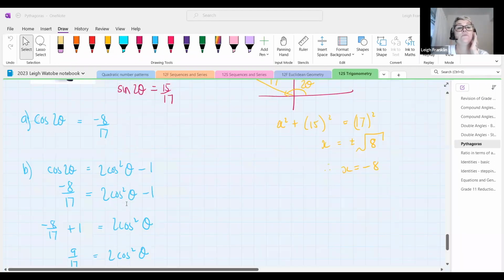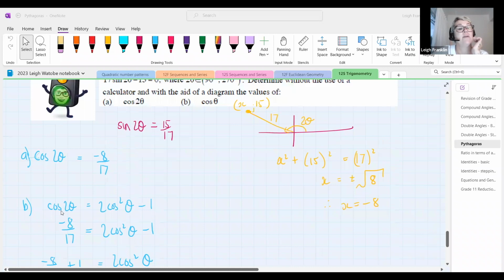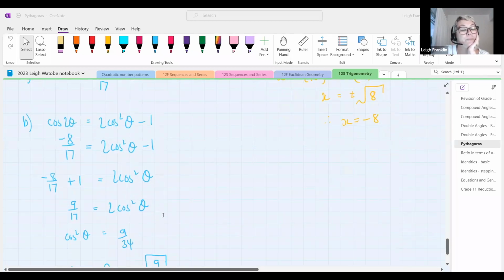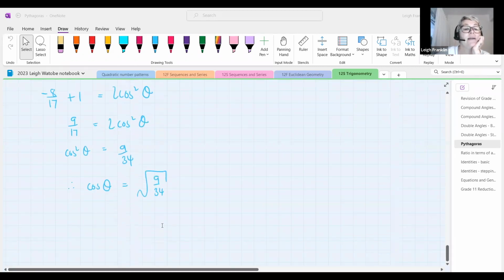And I solved for cos theta by using cos 2 theta equals 2 cos squared theta minus 1. Subbing in my minus 8 over 17 and then solving for cos theta. So adding 1 to both sides, dividing both sides by 2, and then eventually taking the square root. So that's what I ended up with as my answer. Cos theta is equal to root 9 over 34.